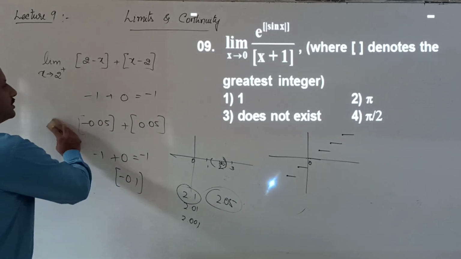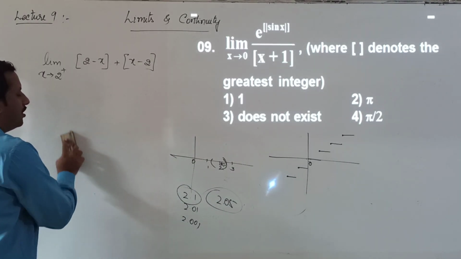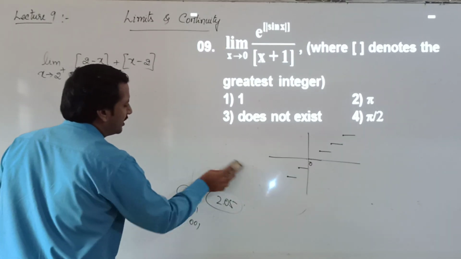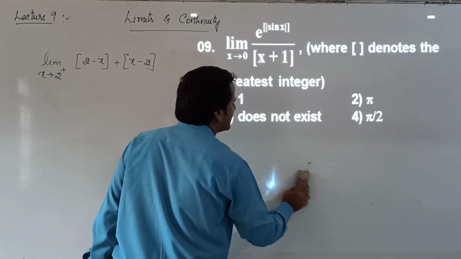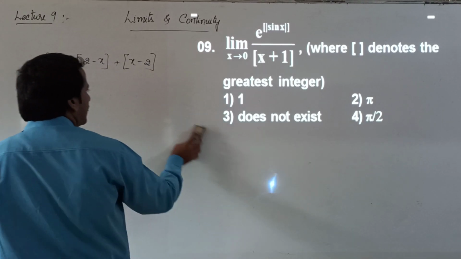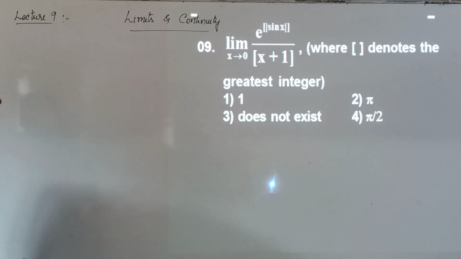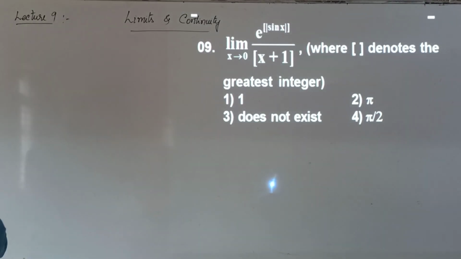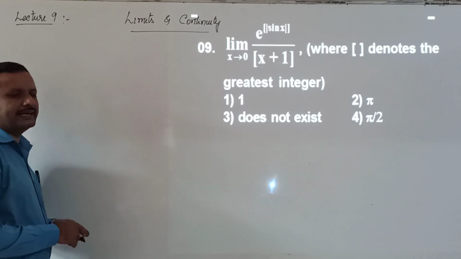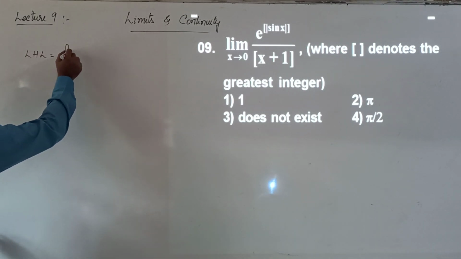Then, limit x tends to 0 of e to the power step of mod sine x divided by step of x plus 1, where step denotes the greatest integer function. The options are: 1, pi, does not exist, pi by 2. Okay. So here I will look at left hand limit and right hand limit separately. First I would like to find out the left hand limit.